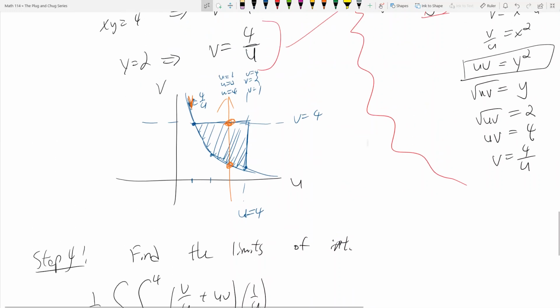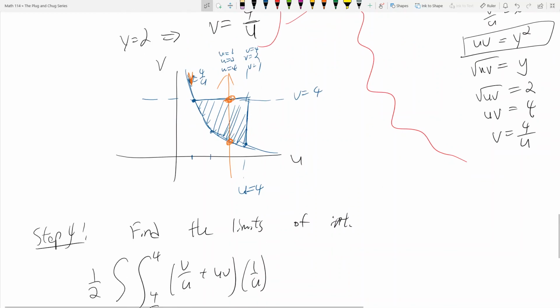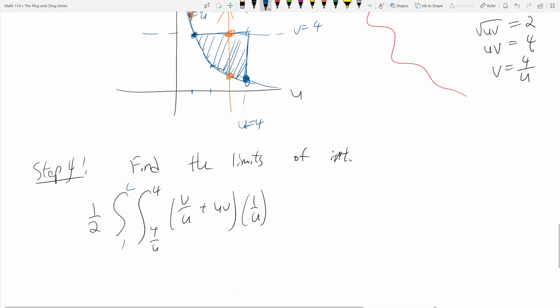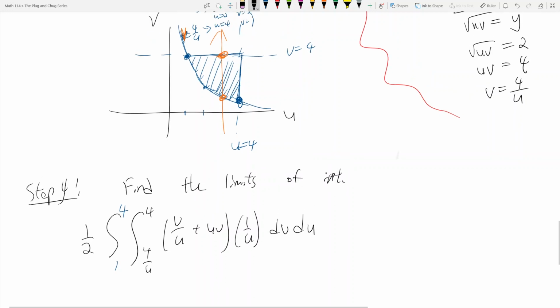And then I need to integrate with respect to u, which means I need to find my minimum value of u, which is 1, that guy, and then my maximum value of u, which is going to be 4. So I'm going to integrate from 1 to 4 with respect to u. The inside integral is dv, and the outside integral is du. Hopefully this setup makes sense.